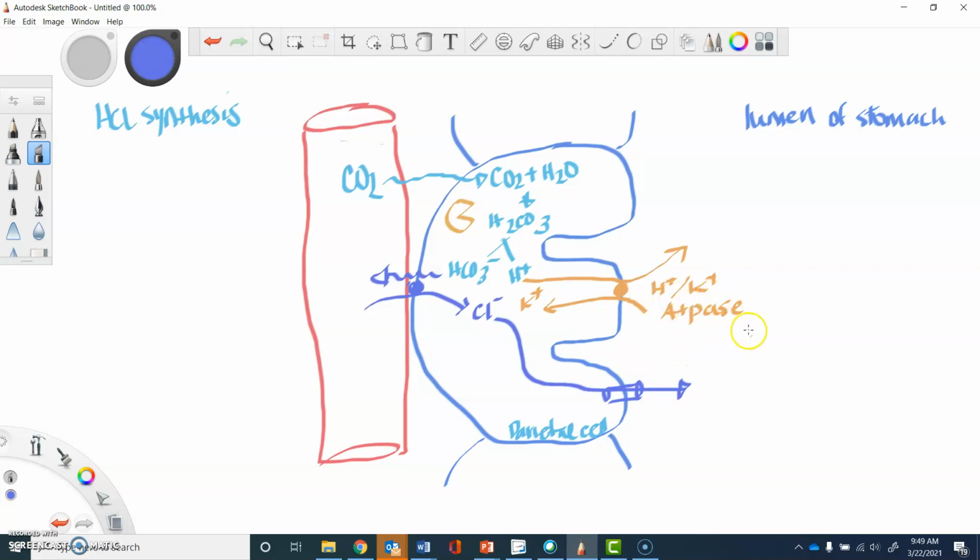Once it's in the lumen of the stomach, then we have chloride and we have hydrogen, and those come together to make hydrochloric acid, or HCl. So that is basically how we get hydrochloric acid in the stomach lumen.